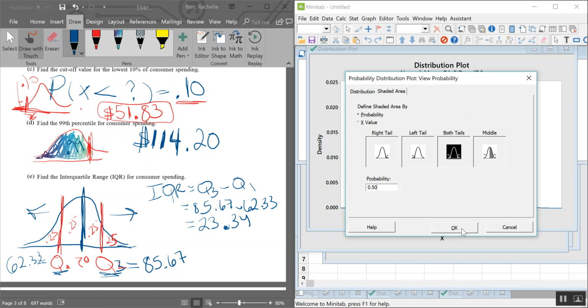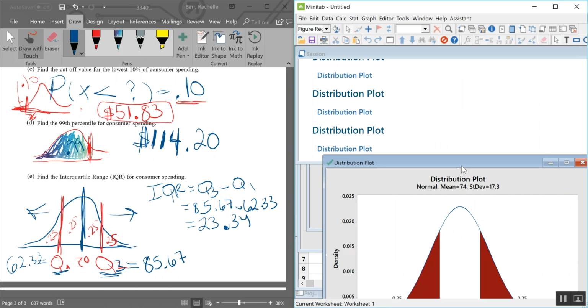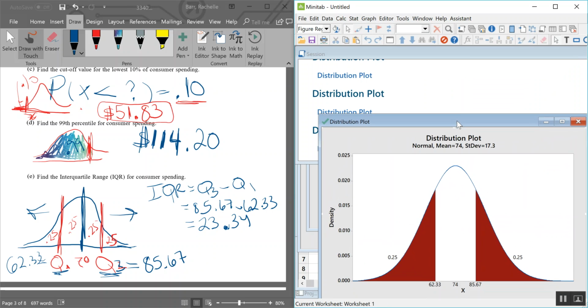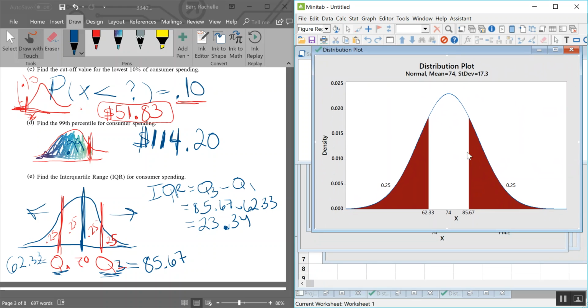And when we hit OK, oh my gosh, hold on, reveal. It came out exactly the same. The upper one's 85.67. The lower one's 62.33. Doesn't matter how you do this, it comes out the same. Sometimes both tails is actually faster, so fun facts.